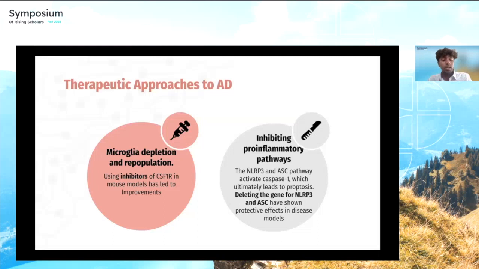The NLRP3 inflammasome pathway creates protein complexes that activate caspase-1, which ultimately triggers a cell death pathway. In mouse models, the activation of this pathway has shown to cause synaptic dysfunction and cognitive effects. Deleting the gene for NLRP3 has been shown to have protective effects in disease models. Major drug development efforts have targeted the NLRP3. However, NLRP3 inhibitors still need to be tested in clinical trials for their safety and efficacy.